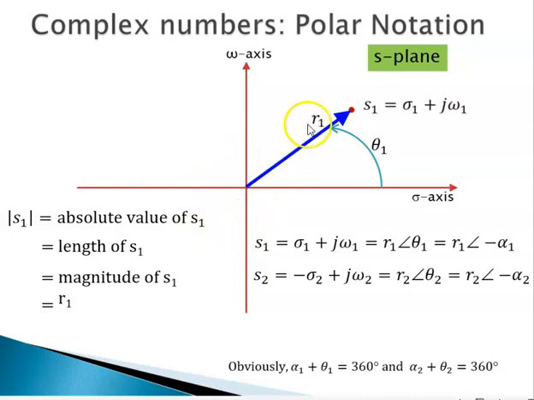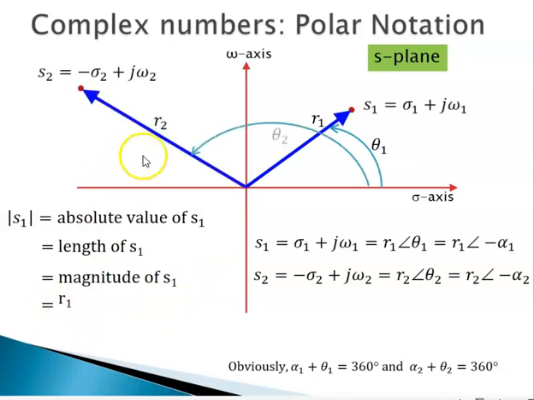In this context, we call this r1 the absolute value of the complex number, or the length of s1, or the magnitude of s1. We simply represent it by r1. Similarly, for another complex number, r2 at an angle theta 2 is the polar notation.